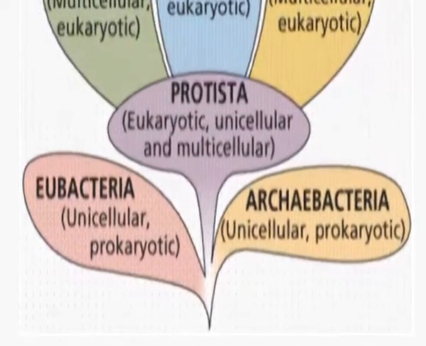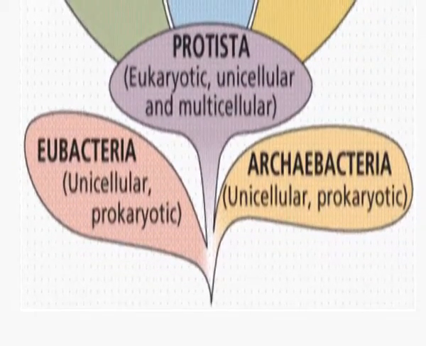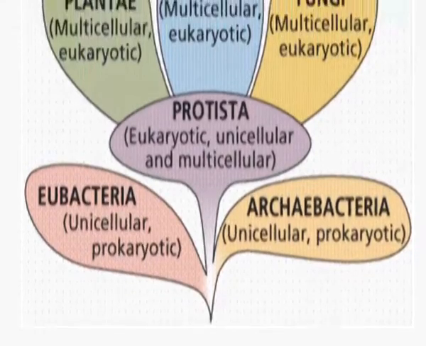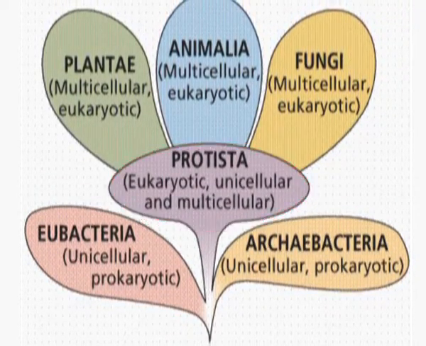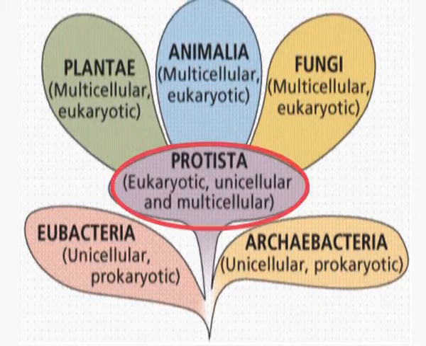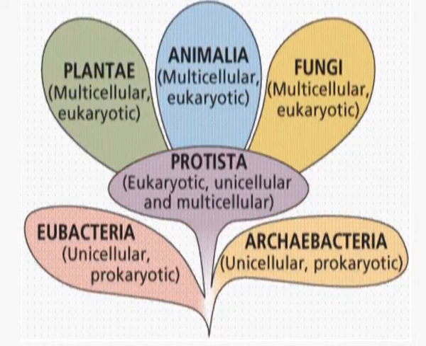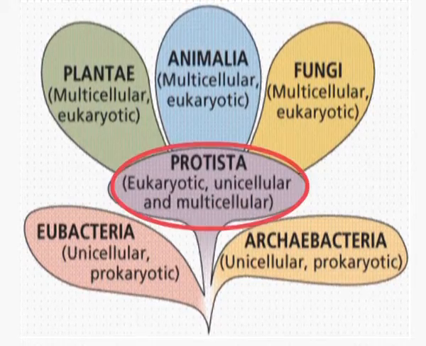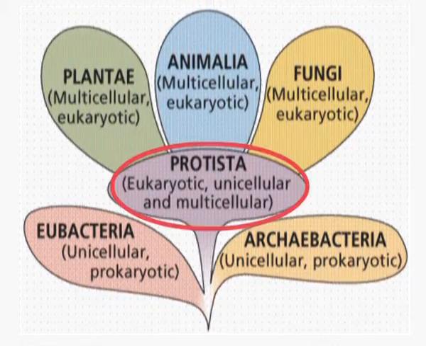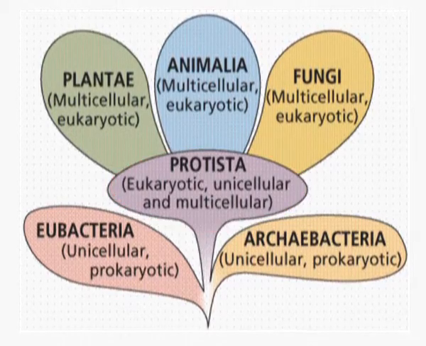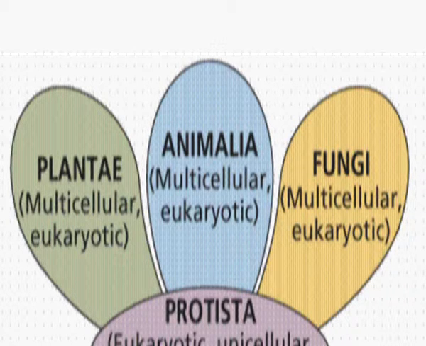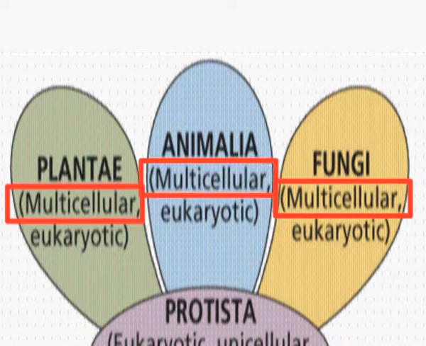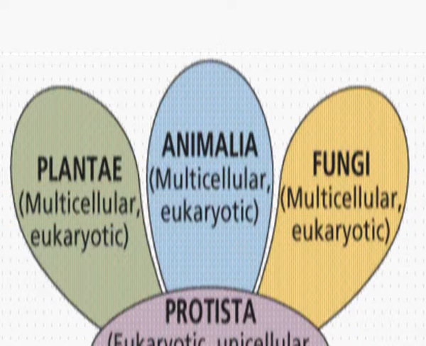These are prokaryotic unicellular organisms, whereas all others are eukaryotic. Protoctista or Protista are unicellular but eukaryotic. That is, the cell organelles are defined and are enclosed by a membrane. Plantae, Animalia, and Fungi, on the other hand, are all multicellular organisms.